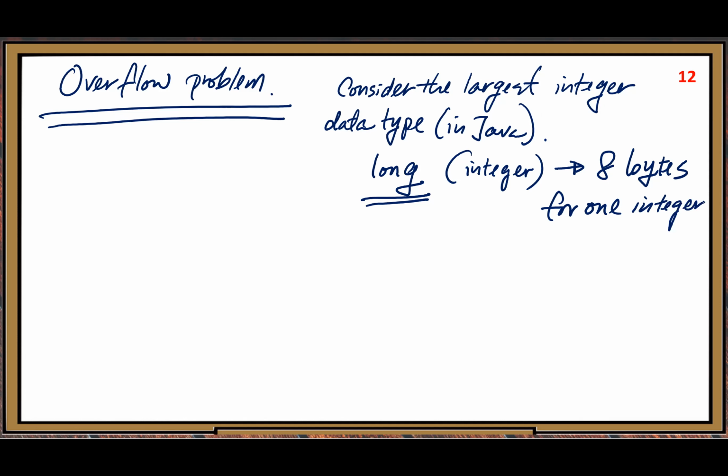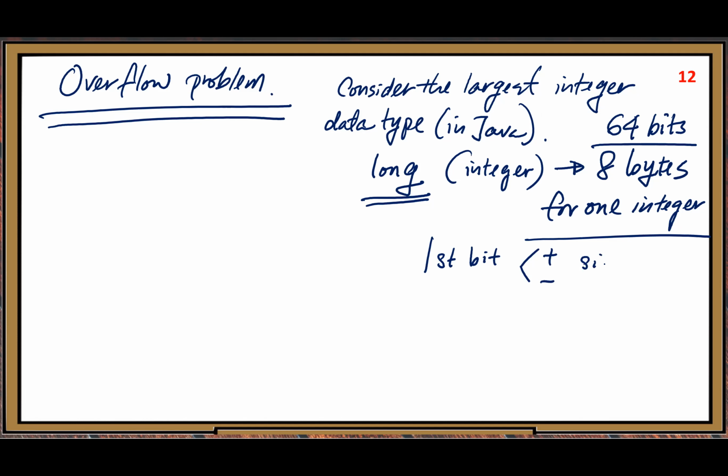But with 8 bytes, there is a limit, right? How big an integer can you represent? 8 bytes equals 64 bits. And the first bit is the sign bit, used to represent the plus or minus sign. So it cannot be used to represent the value part. That means the largest integer you can represent is 2 to the 63rd minus 1.